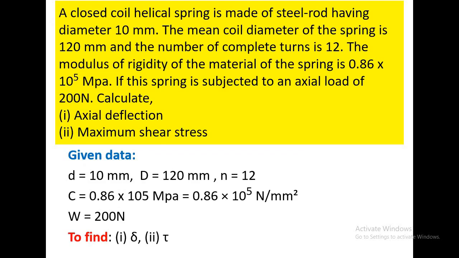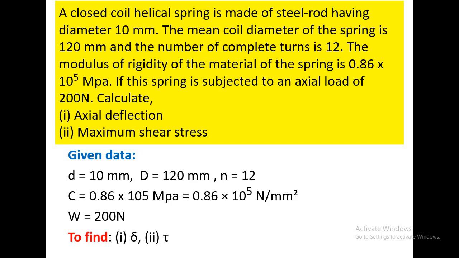Coming to an example problem, a closed coil helical spring is made up of a steel rod having diameter 10 mm, and the mean coil diameter of the spring is 120 mm, and the number of complete turns is 12. The modulus of rigidity of the material of the spring is 0.86 into 10 power 5 megapascal. If this spring is subjected to an axial load of 200 Newton, calculate the axial deflection and maximum shear stress.